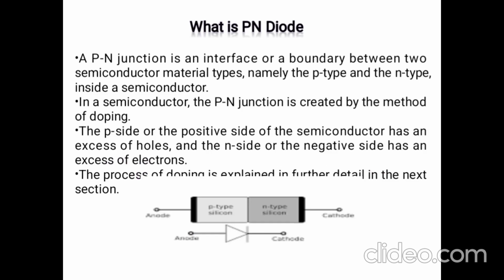Next, what is a PN junction diode? A PN junction diode is a basic semiconductor device that controls the flow of current in a circuit. It has a positive P side and a negative N side, created by adding impurities to both sides of a silicon semiconductor. The anode is P-type silicon, the cathode is N-type silicon. This is the structure of a PN junction diode.